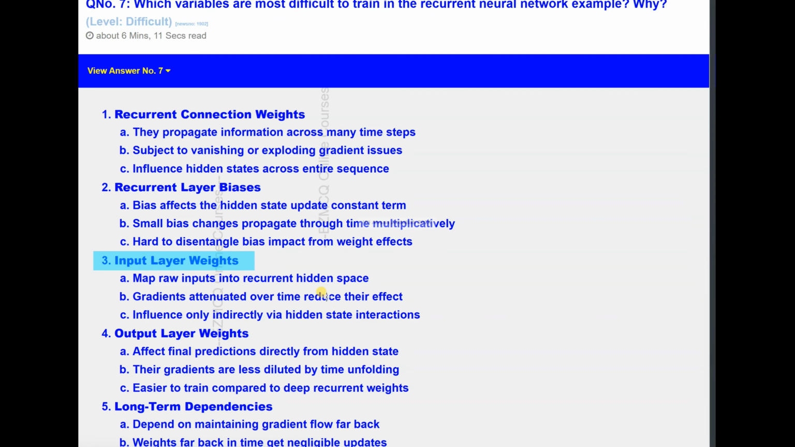Okay. Then are the output layer weights. Now these connect hidden state to output. Now with shorter gradient paths, they are less affected by the vanishing or the exploding gradients, and thus they are more straightforward to train more reliably as compared to the recurrent weights, which have to be unfolded in time.